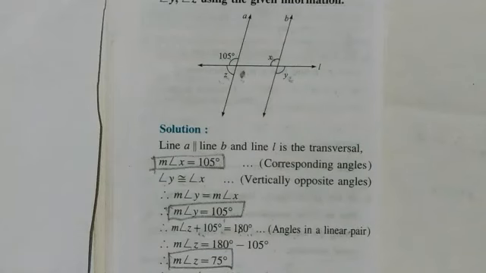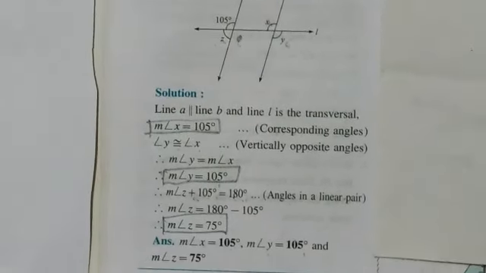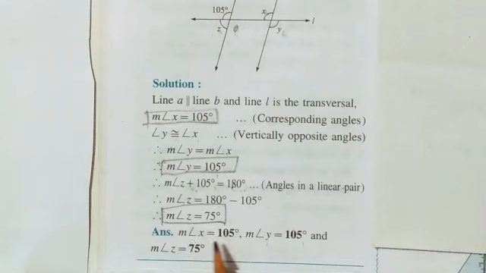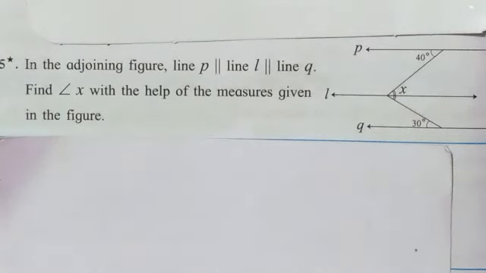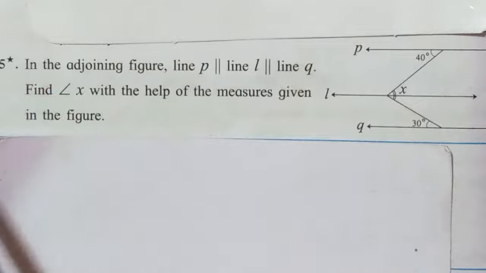Write the answer again. Measurement angle X is equal to 105 degrees. Measurement angle Y is equal to 105 degrees. And measurement angle Z is equal to 75 degrees. If you want, you can take a screenshot and solve the sum in your classwork notebook. Students, let's move towards our fifth and the last but important sum.